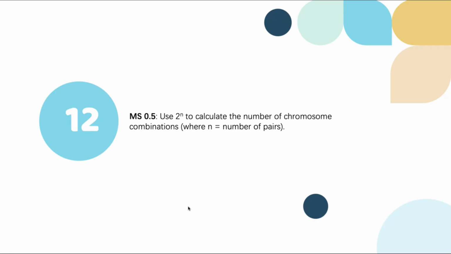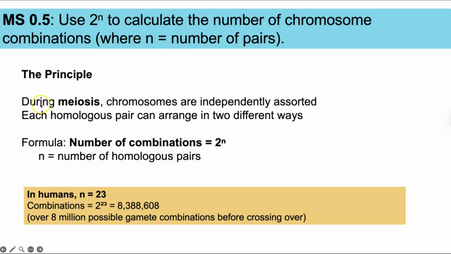Math skill 12 on this list is from topic 4, using 2 to the power of n to calculate the number of chromosome combinations. And this links to meiosis, where n is the number of pairs of chromosomes, the number of homologous pairs. So the principle here is that during meiosis, chromosomes line up at the equator in independent segregation and then separate apart. And which side of the equator the maternal and paternal chromosome align is random. So each homologous pair can arrange in 2 different ways, either on the left or the right of the equator.